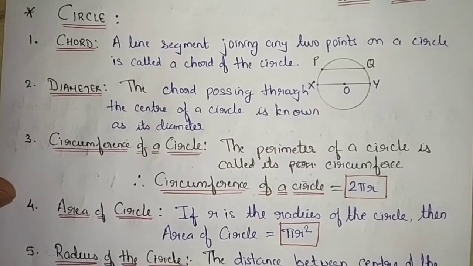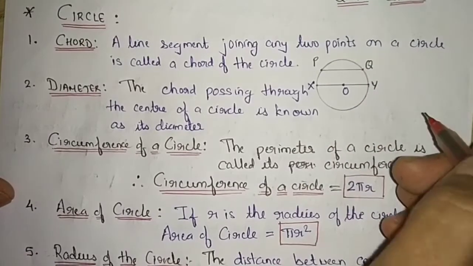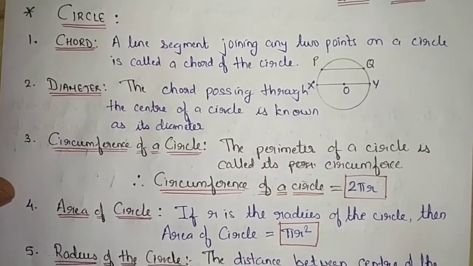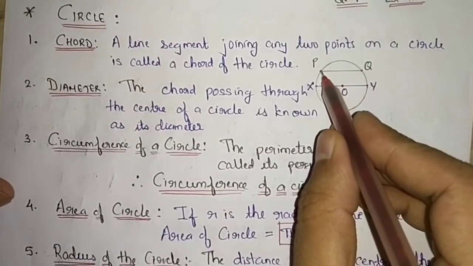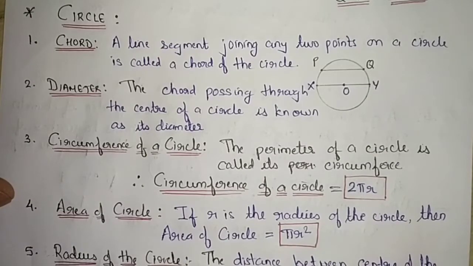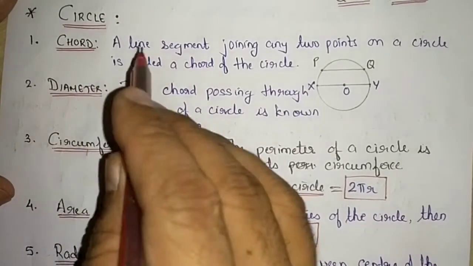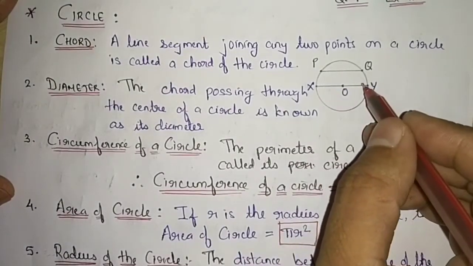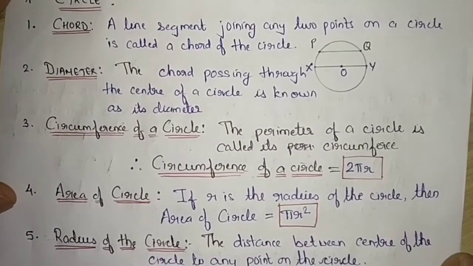First is chord. Students, if I take 2 points on the circle and join them, the length which I get is known as a chord. Now, diameter. Diameter is also one chord which passes through the center of the circle. Understood? And it is the longest chord of any circle.